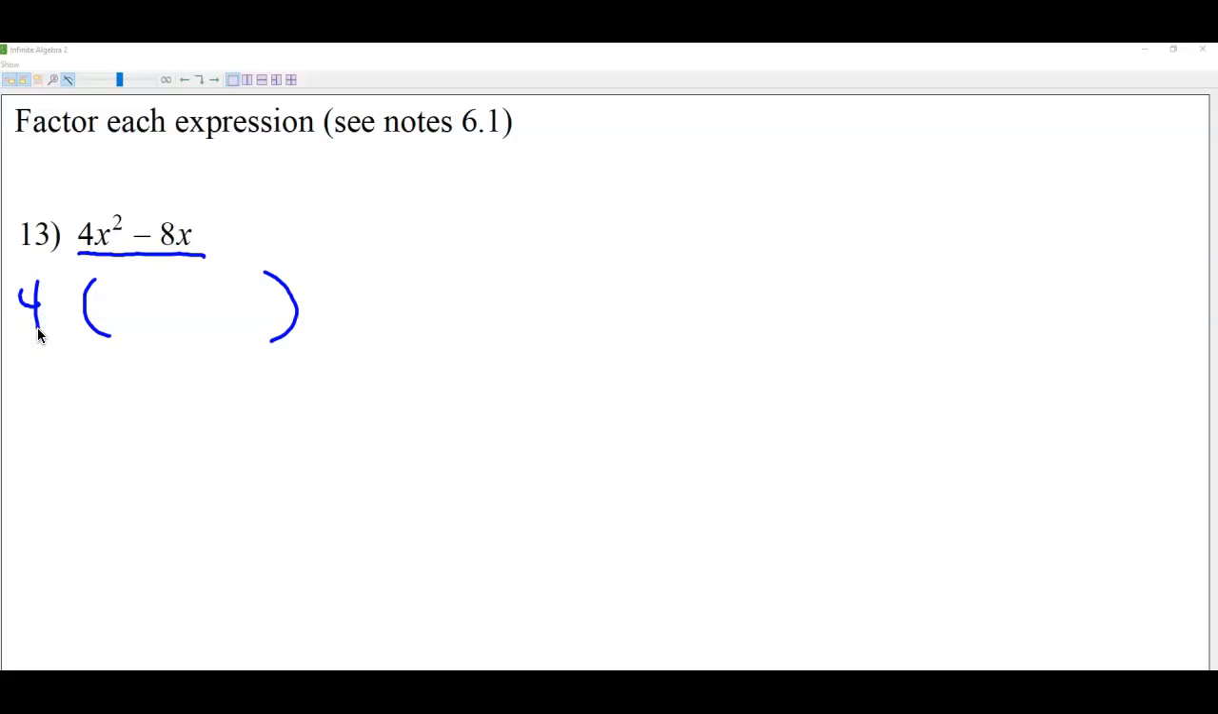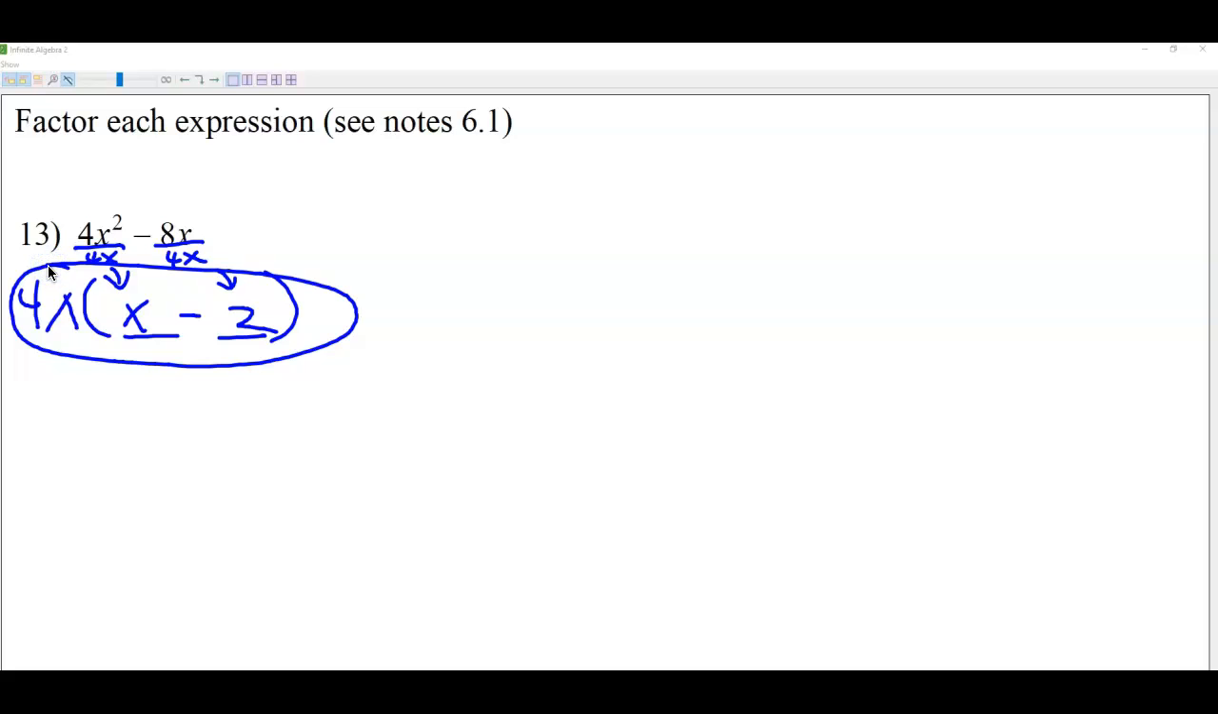And they both also have at least 1x, so I can take out an x. So if I divide both of these numbers up here by 4x, I'll find out what's left in the parentheses here if we divide it out, right? So if I divide this by 4x, what would be left? Just x, right? And if I divide this by 4x, what will be left? Just 2. That's the answer. Yep, that's taking out a GCF.